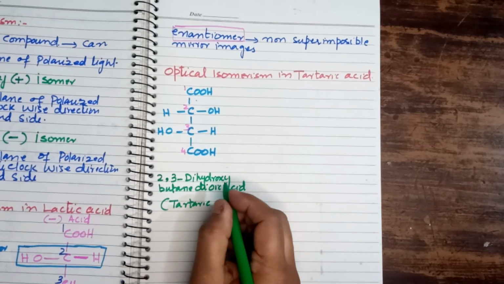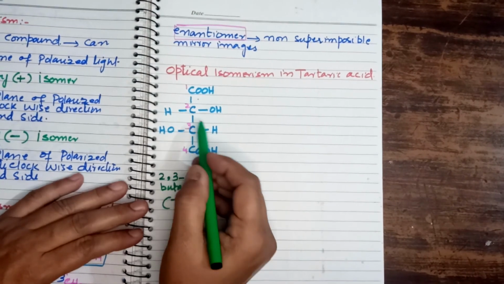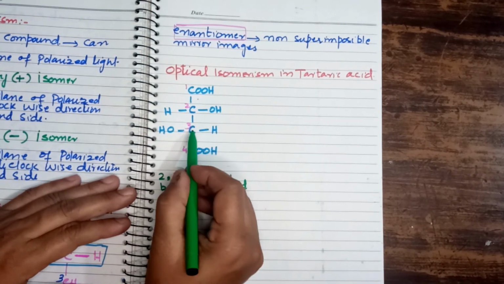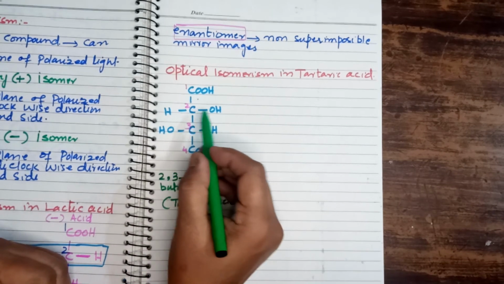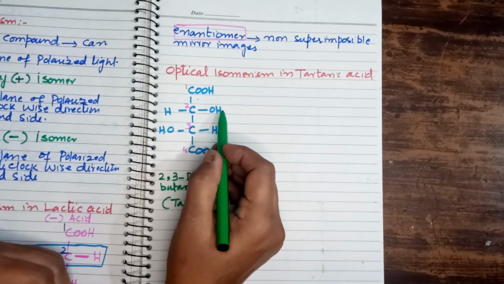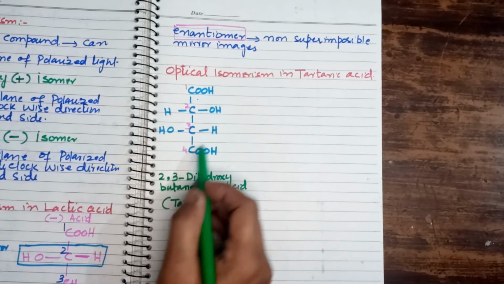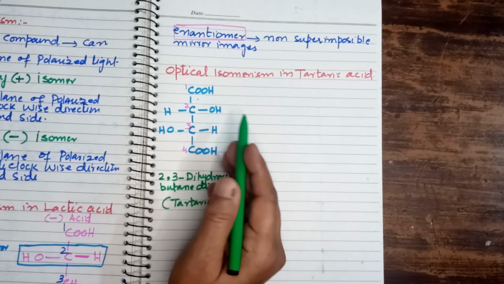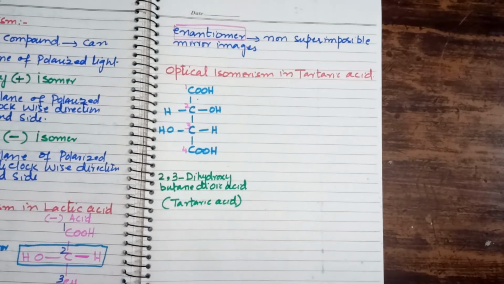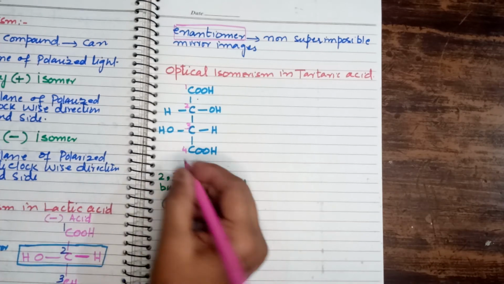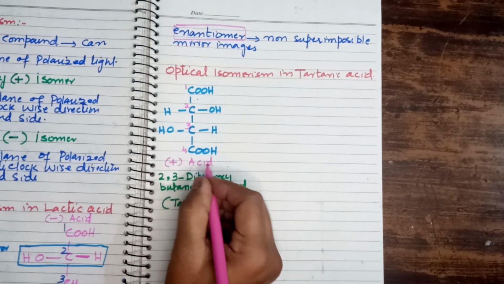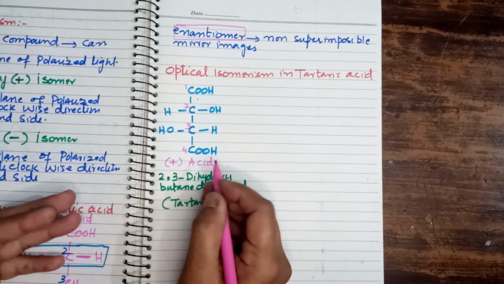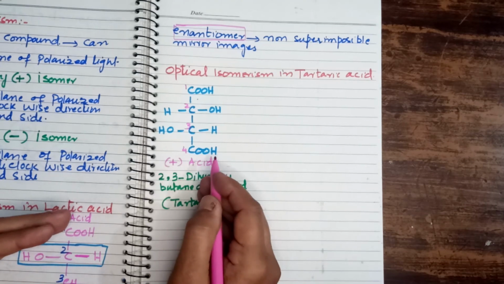Right, students? Now we will write this form of tartaric acid, in which at the third carbon we have a hydroxyl group on the left hand side, and at the second carbon we have a hydroxyl group on the right hand side, right? This form of tartaric acid is the dextrorotatory form, or the plus acid. It means it can rotate the plane of polarized light to the clockwise direction, to the right hand side, right, students?